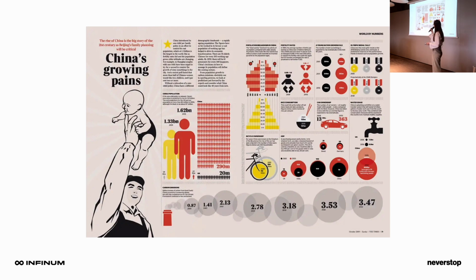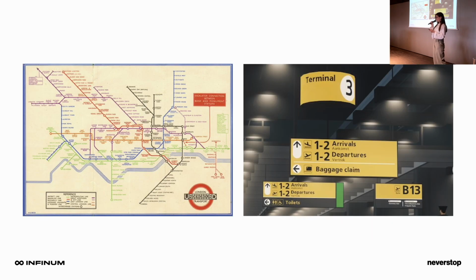So besides, let's say, pretty magazine spreads such as this one, you're seeing examples of information design when you're traveling. Whether it's looking at a subway map, or finding your way around an airport and looking at wayfinding signage.